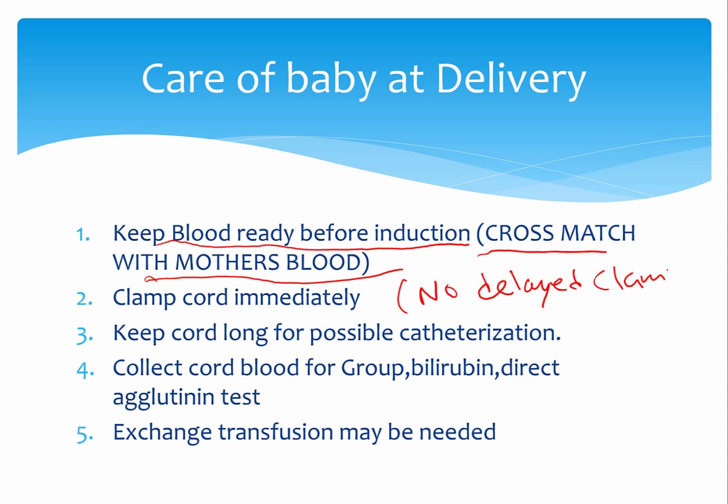This is one instance. HIV and hepatitis B are other conditions where we don't perform any delayed clamping. So clamp the cord immediately. Keep the cord length long for possible umbilical vein catheterization, which is necessary for exchange transfusion. So leave about 1 or 2 feet of cord if it is possible. Then it is easier for them to prune and give repeated transfusion if it is necessary.